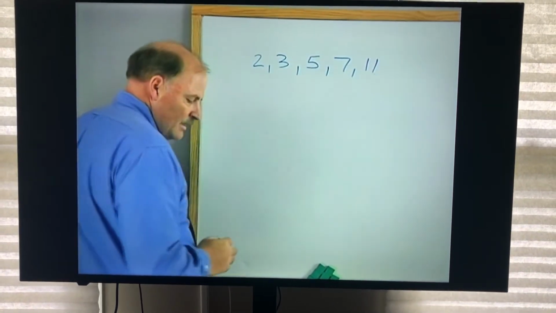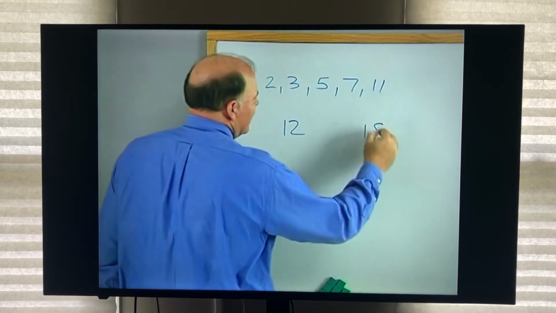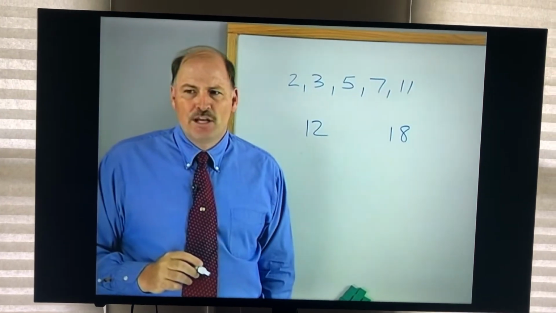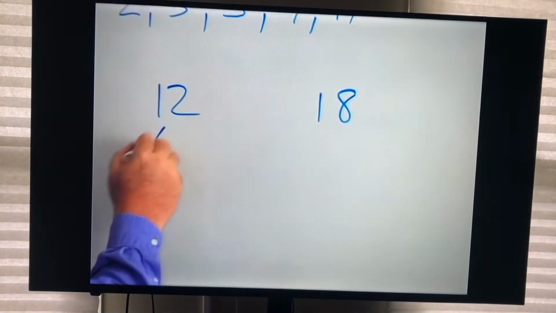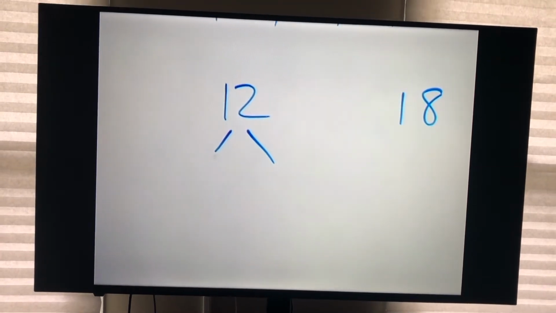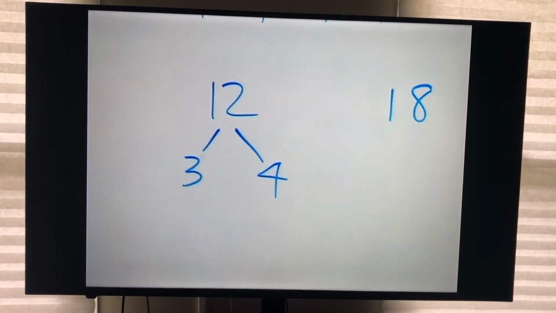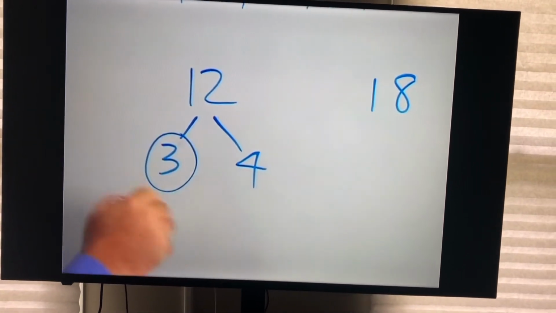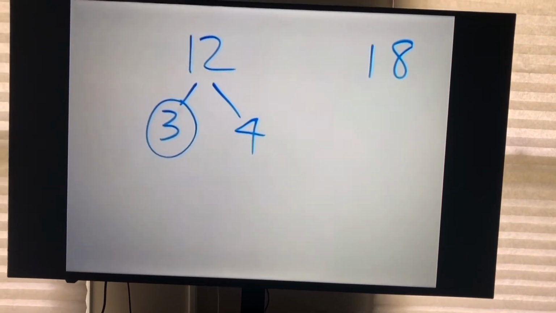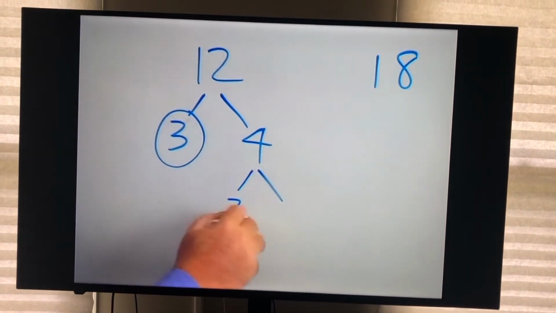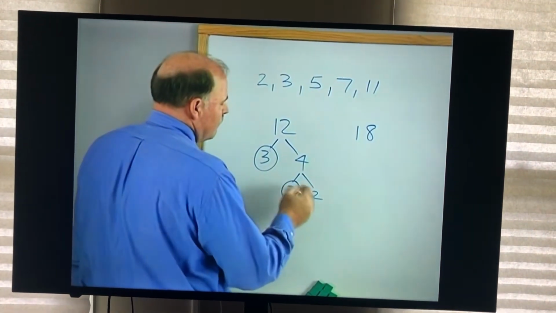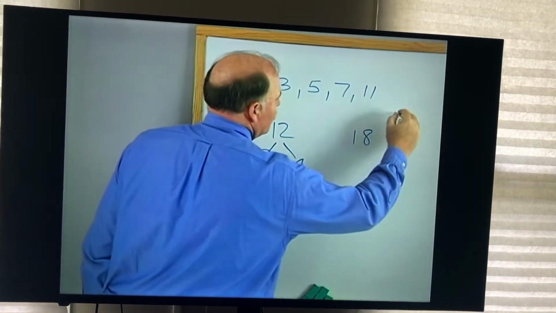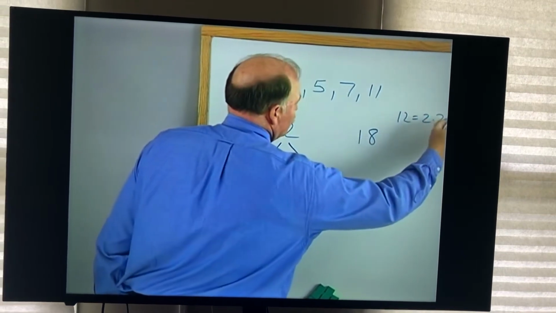Now we're going to take a number like this, 12, and we're going to take 18, and I want you to find all the prime numbers in there. And I'm going to do it by building a tree. What times what will give you 12? 3 times 4, right? Yes. Okay, is this prime? Yes. Okay, we can stop there. Is this prime? No. So are there any more factors in 4? Yeah, 2 times 2, right? Okay. So all the prime factors of 12 are, we'll put them over here, 2 times 2 times 3.